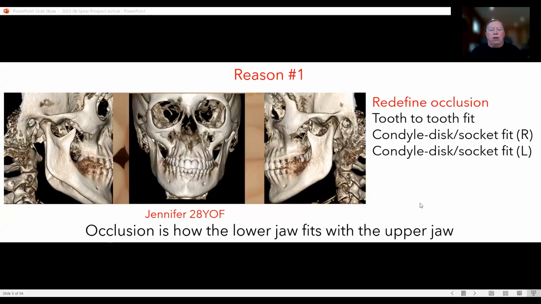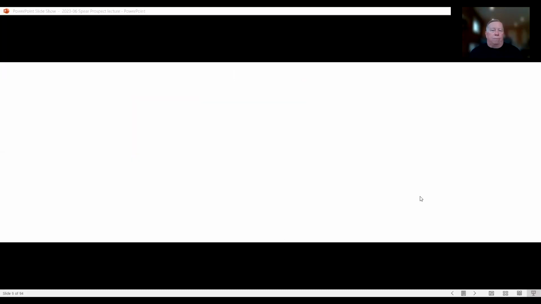Because all of a sudden you're going to start to take a look at some way the teeth are fitting together in her skeleton. We're going to come back and take a look at this case in a little bit. But here's what I want you to think about occlusion. Don't get hung up on right side or left side. Don't get hung up on the joints or the teeth. Just think about the lower jaw fitting to the upper jaw.